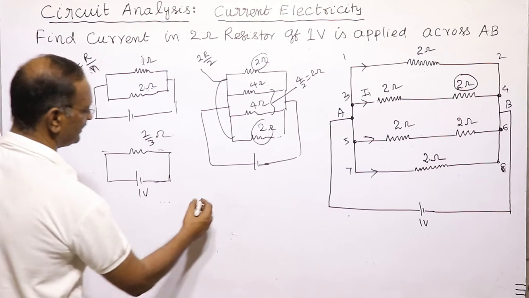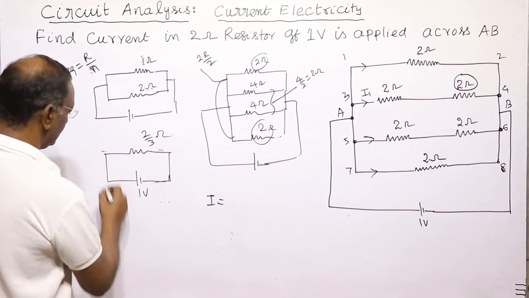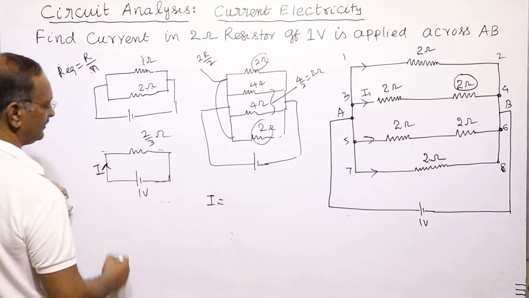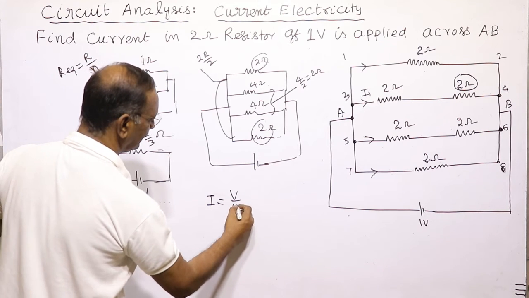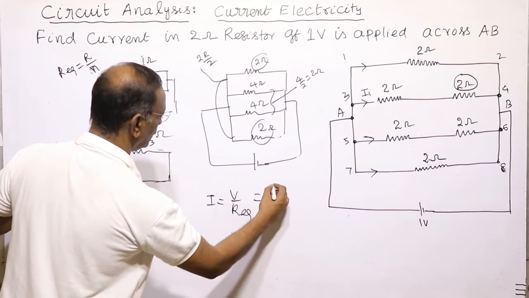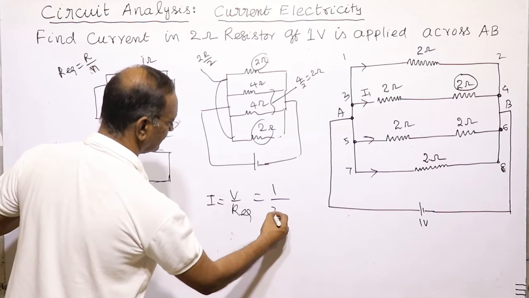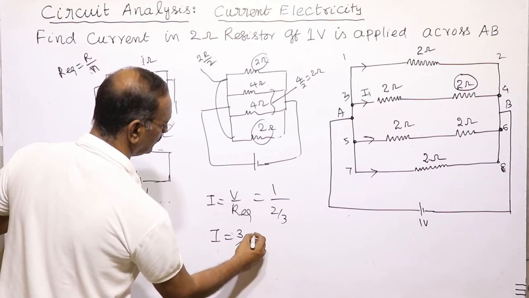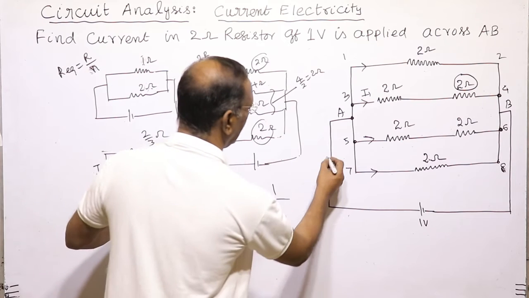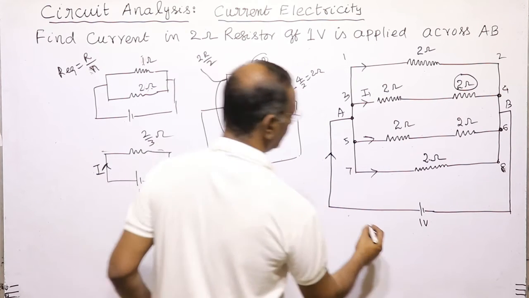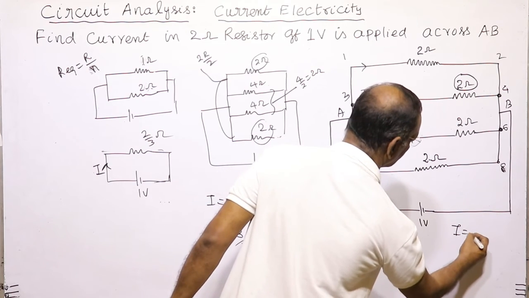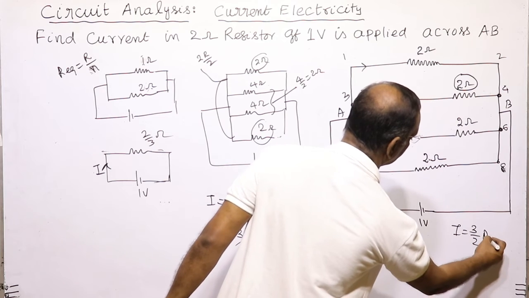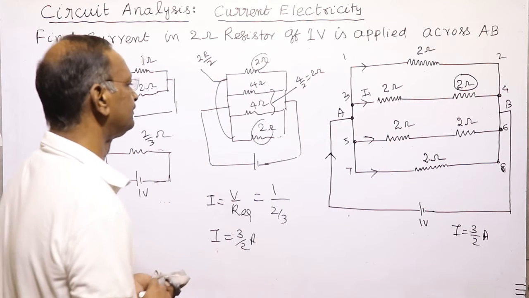Now 1 volt is applied, so what is I? I flowing is equal to voltage divided by equivalent resistance. Voltage is 1 volt, equivalent resistance is 2 by 3. So I is equal to 3 by 2 ampere, that is 1.5 ampere.